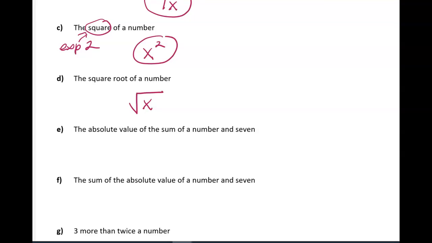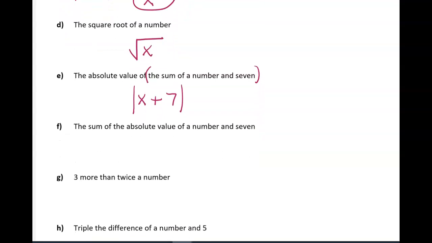In E, we're asked to find the absolute value of the sum of a number and 7. So there's a couple of different operations going on here. The absolute value is of the sum of a number and 7. So we have to find the sum of the number and 7 first, and sum stands for adding. So there's the sum of the number and 7, and then we want to take the absolute value of that entire sum. So the absolute value goes around the entire expression.